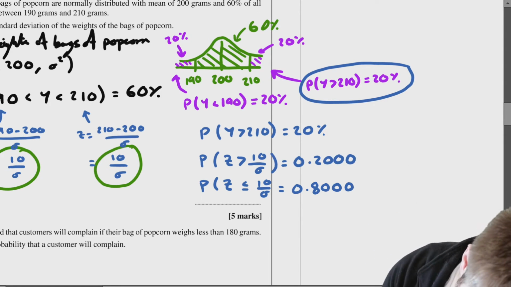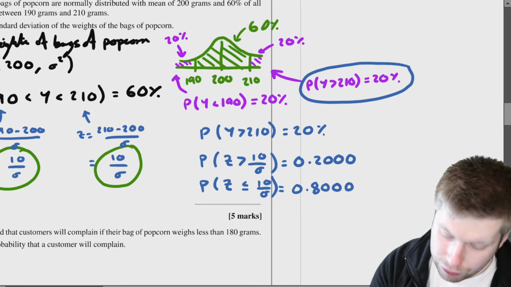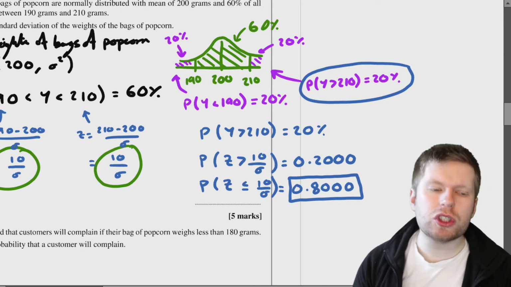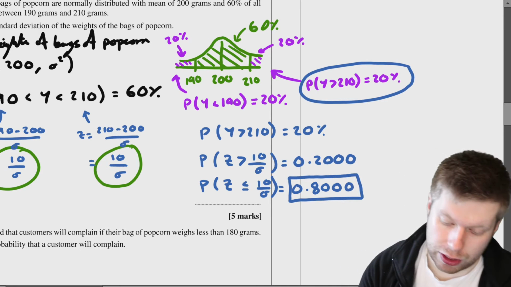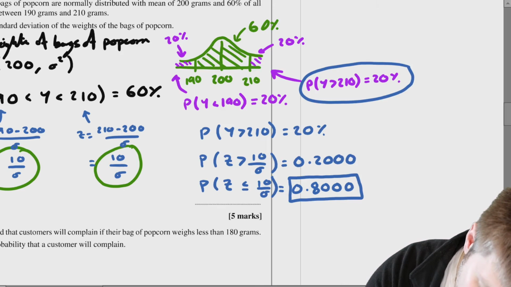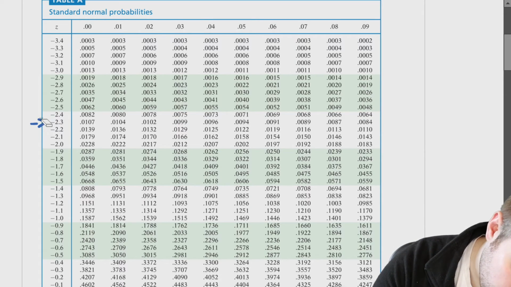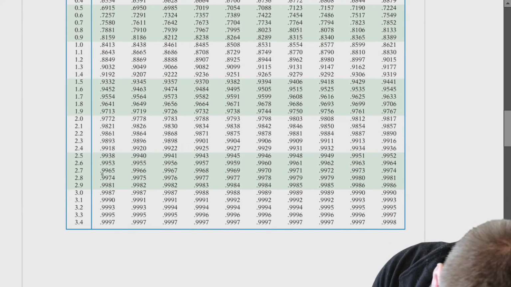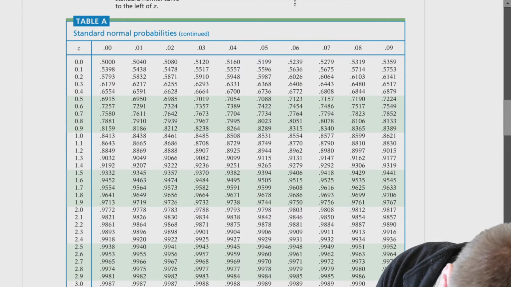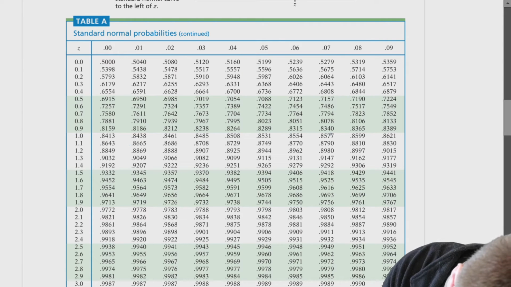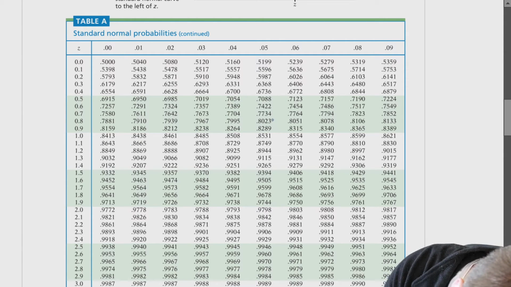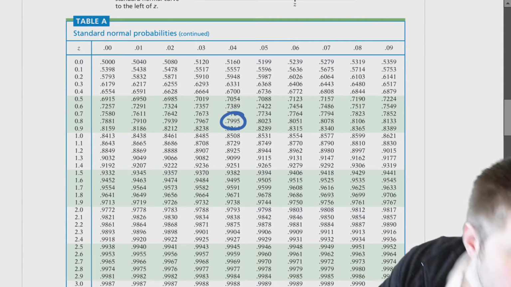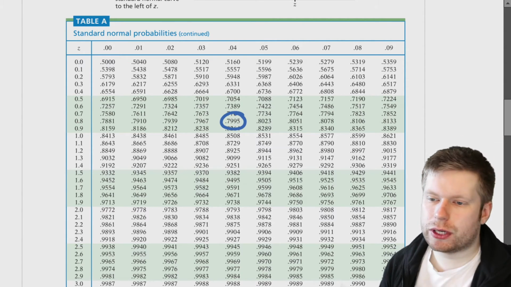All right, fine, so now I need to look in my tables and try and find the units of standard deviation which have a probability as close as possible to 0.8000. So let's come to my tables, okay? So here are my tables, and I'm looking for 0.8000 as the magic number. So let's have a look. 0.8000, where have we got? 0.8000. I'm looking as close as possible. Okay, so I'm looking in here. Well, I think this value is as close as I can get to 0.8000, okay?